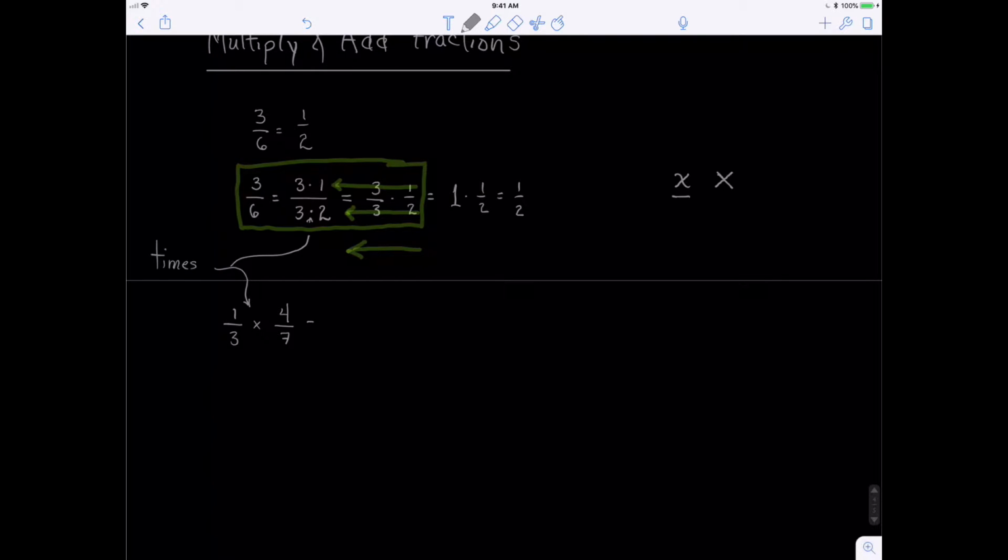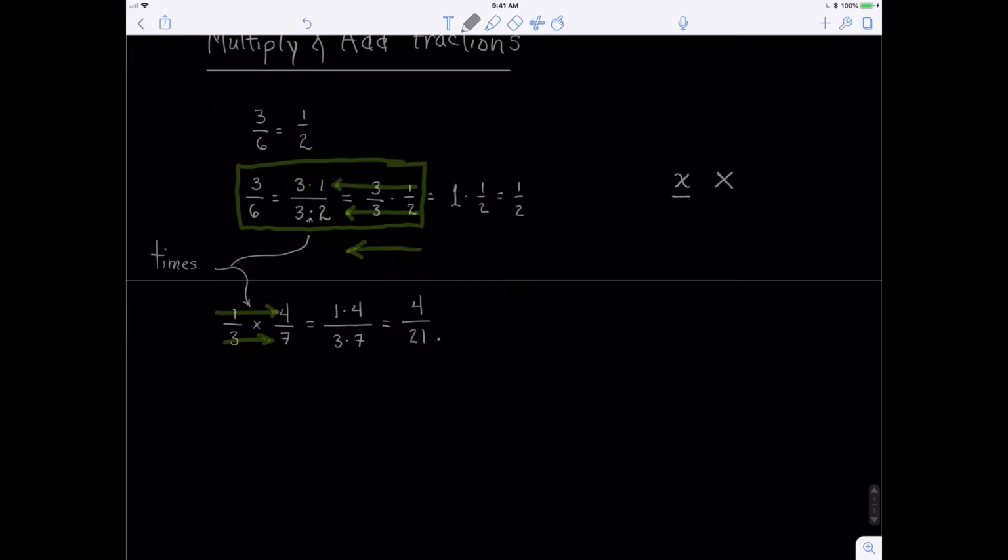But in this example, it's pretty clear. So let's continue. Now, just like we found above, this says we just go across. So this becomes 1 times 4 over 3 times 7. Well, we know how to do this. 1 times 4 is 4, and 3 times 7, that's 21. And that's it. We're done with that one.